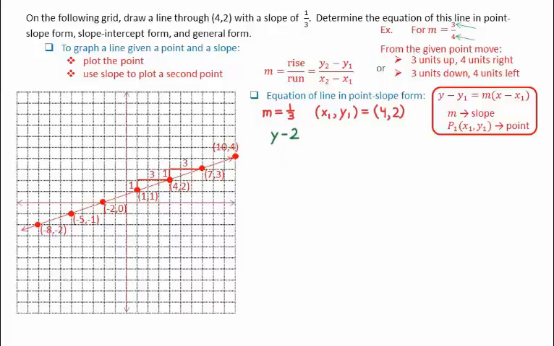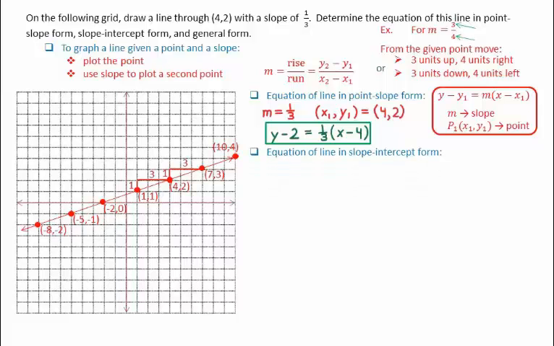The left side of the equation is y minus 2, since the y value of the point we're using is 2. This is equal to 1/3, the slope of the line, times (x minus 4), as the x-coordinate of the point used is 4. This then gives the equation in point-slope form.